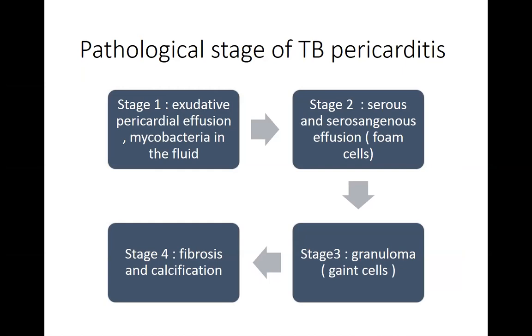So stage 1, this is when we call it exudative pericardial effusion. And if you take a sample from the pericardial fluid, you might be able to grow mycobacteria. Stage 2, this will go from exudative to serous and serosanguinous effusion. And here we form what you call foam cells. Foam cells will go into giant cells or will develop caseating granuloma. And finally, you will have a very bad fibrosis and calcification of the pericardium.